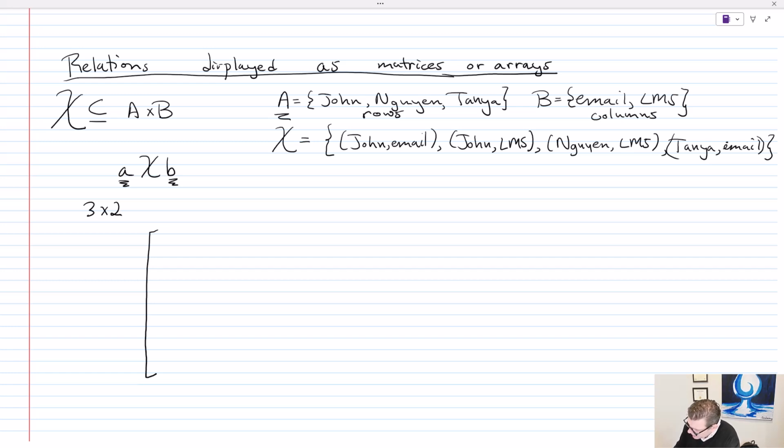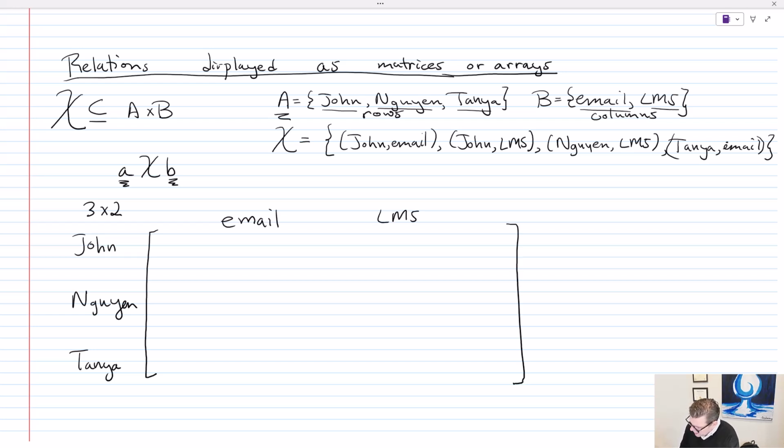It's going to be 3 by 2 because there are 3 members of A, and there are 2 members of B. So for example, I've got John, I've got Nguyen, I've got Tanya, and they represent the 3 rows of our matrix. Then our 2 columns will represent, do they have access to the email? Do they have access to the LMS? And that'll be our 3 by 2.